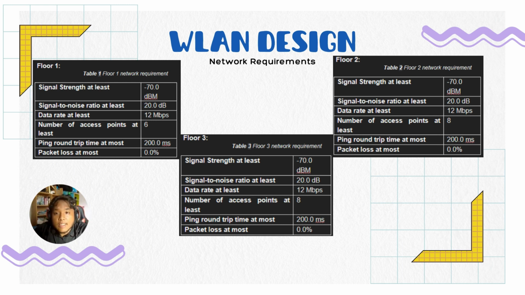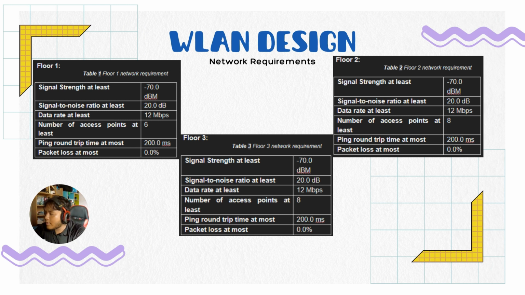And then a minimum SNR, which is signal to noise ratio, is 20 dB. It ensures that the signal is stronger than the background noise. This helps in reducing signal degradation and interference, and it ensures a stable communication channel. And then we have data rate. Data rate is at least 12 Mbps. It ensures sufficient bandwidth for users. This supports the demand for various applications, including video streaming, file transfers, and other data-intensive applications.